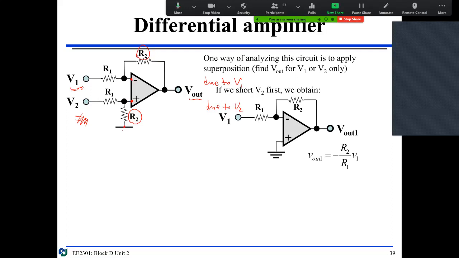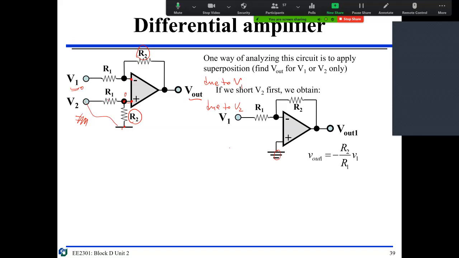Because this is 0, meaning it's like ground, okay? So these two together, this is a ground. There's no current in here, so there's no current in here too. So this is also 0, okay? So that's why we can directly write like this. So it's 0. Make sense?